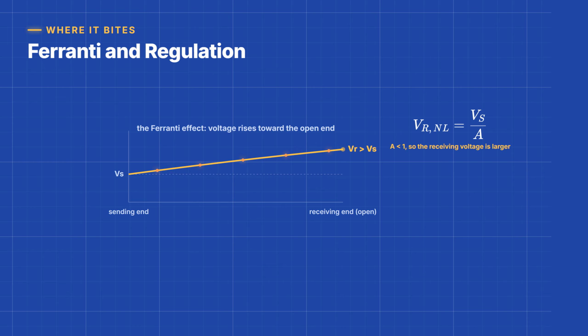Engineers put a number on this, called voltage regulation. It is the percent rise in receiving voltage when the full load is removed. For our line, dropping the load lets the voltage climb by about 5%. Too much regulation, and equipment at the far end sees a voltage it was never built to handle.